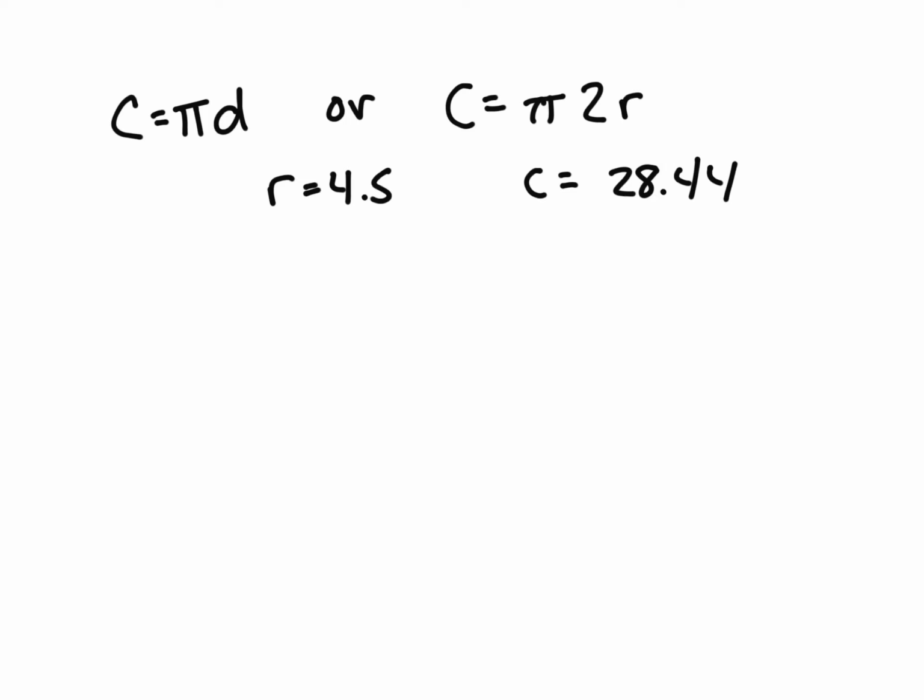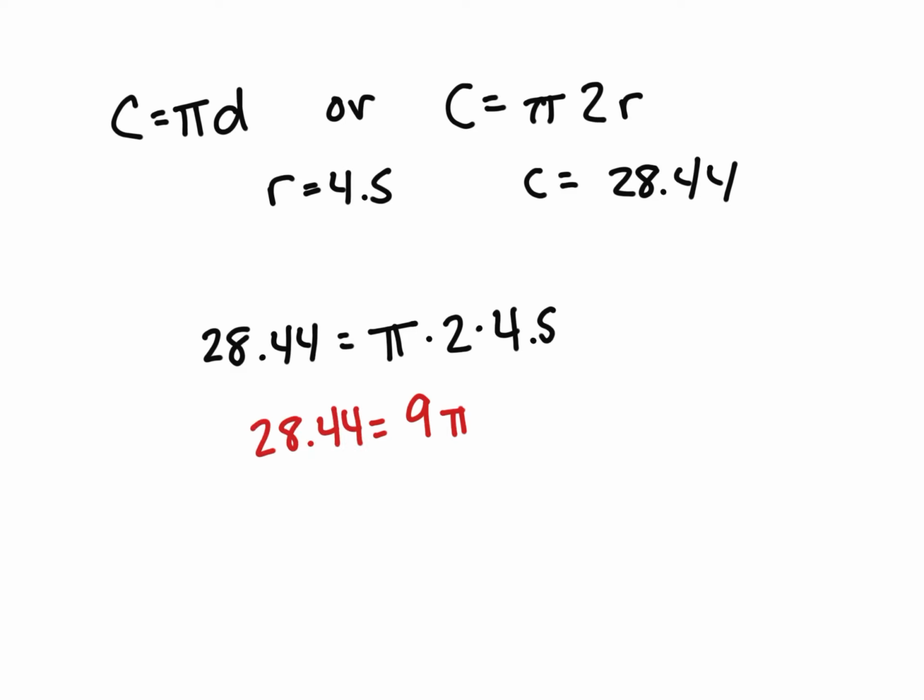So we know C is 28.44. So in our formula, we can replace C with 28.44, leave pi, and then 2 times 4.5, because that is the radius. 2 times 4.5 is 9. And now we can solve for pi by dividing both sides by 9, which gives us pi is 3.16. So what approximate value did she use for pi? She used 3.16.